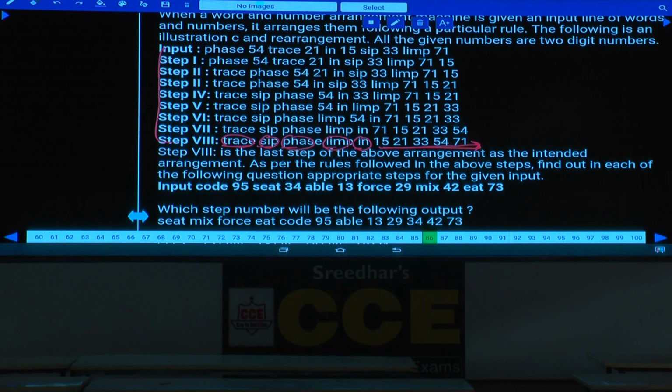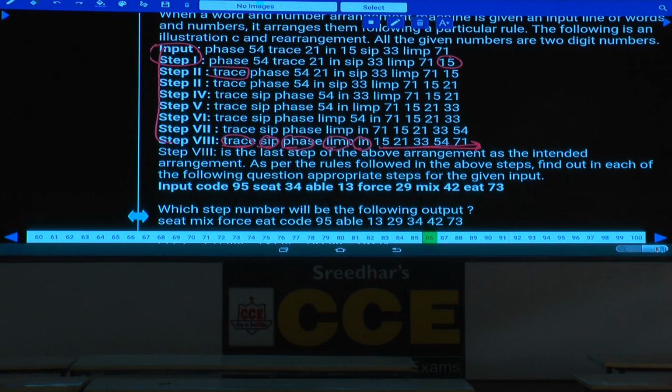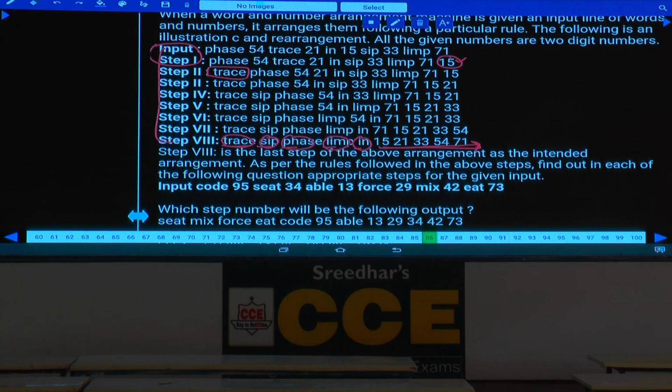In order to identify the method involved in this one, we should always compare input with step 1. Now input, what happens here? Phase, 54, trace, 21, in, all these are same, whereas only the 15 has been arranged at the last place, isn't it? And in the second step, what happens here? Now the highest word, least number added at the first step and highest word added at the first place in step 2. Then afterwards what happens here in step 3?